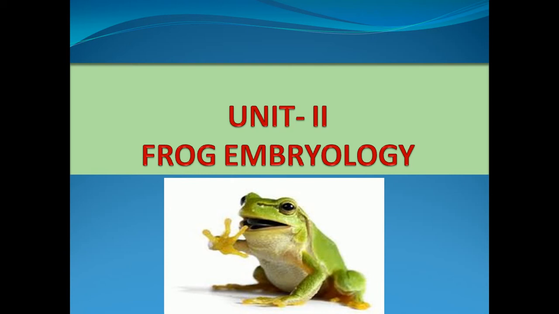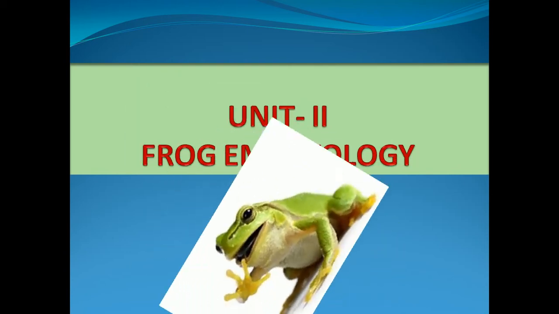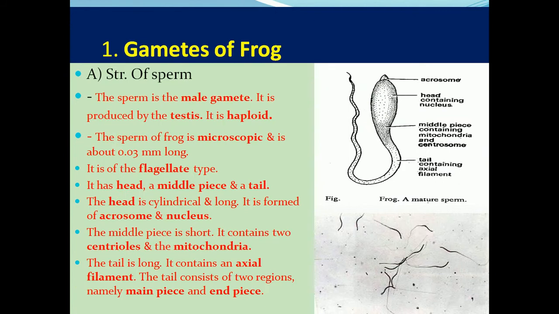So in this video, we will see the structure of a sperm of a frog, the structure of the ovum of a frog, and how the process of fertilization occurs in the frog. So let's start with this unit two, which is known as frog embryology. Now we start with the first topic, the gametes of frog. First we will see the structure of a sperm of a frog.